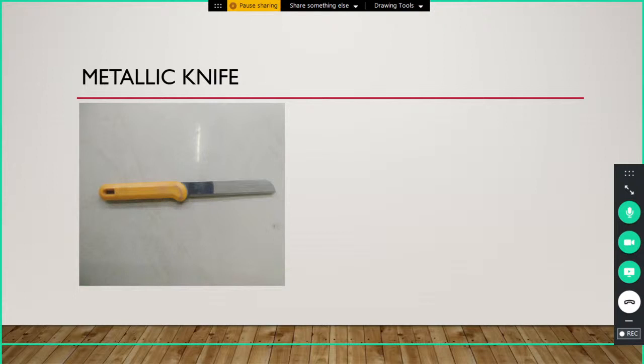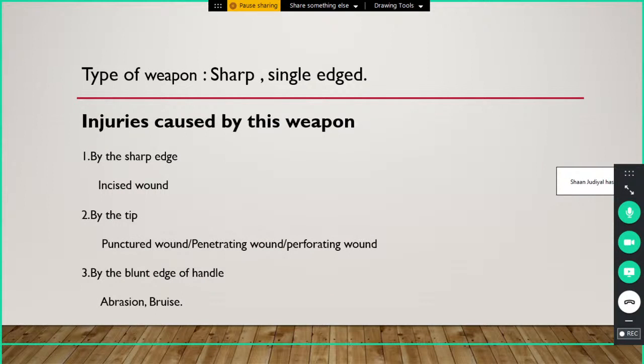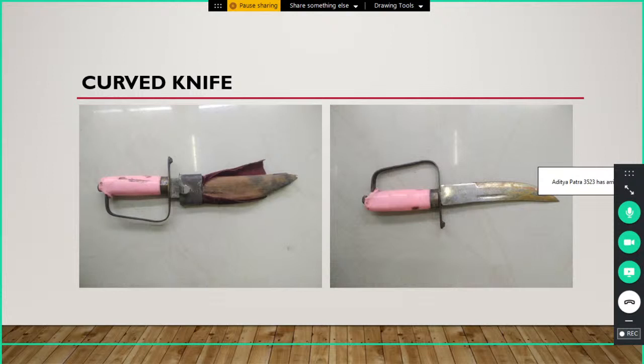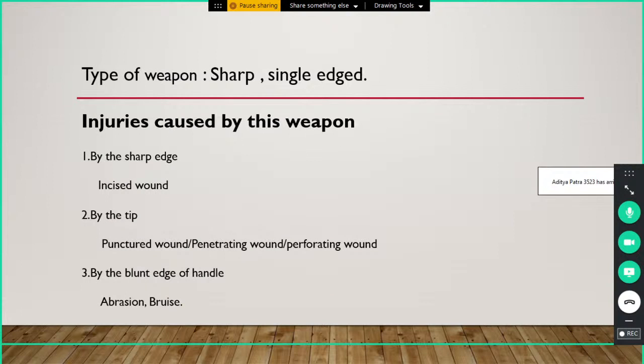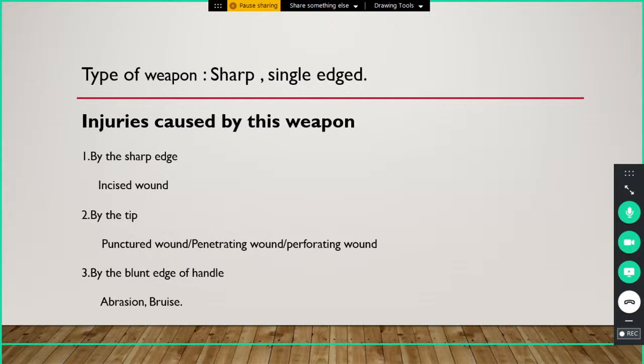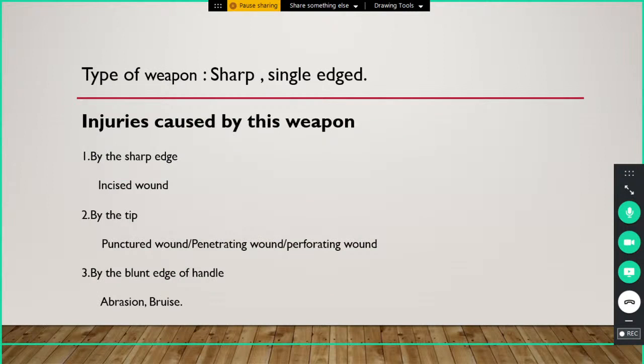Metallic knife. Now, what kind of weapon is this? Curved knife. This is a sharp, single-edged weapon. By the sharp edge, incised wound can be produced. By the tip of this weapon, punctured, penetrating or perforating wound can be produced. By the blunt edge of the handle, see the blunt edge, abrasion and bruise can be produced.